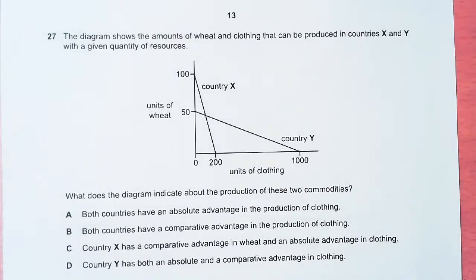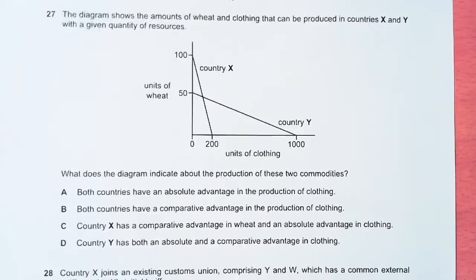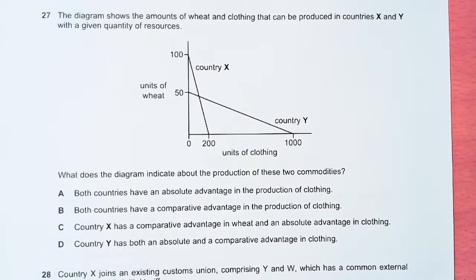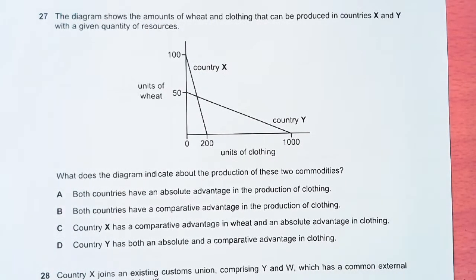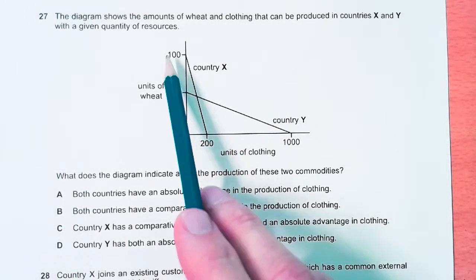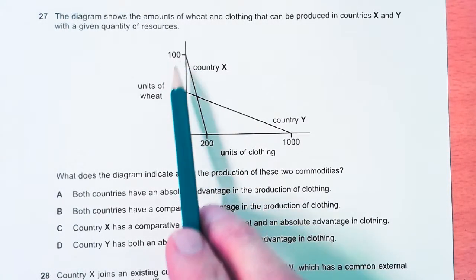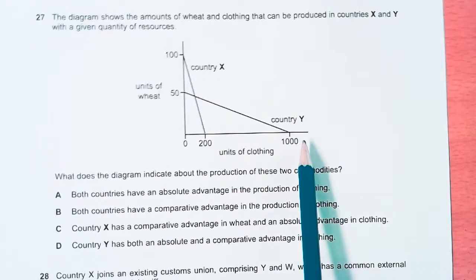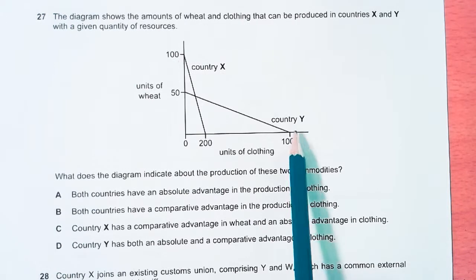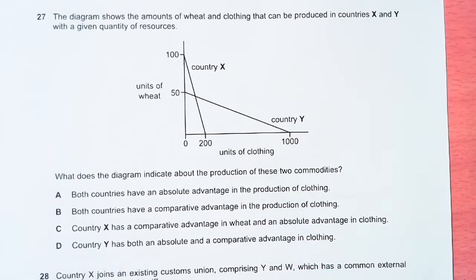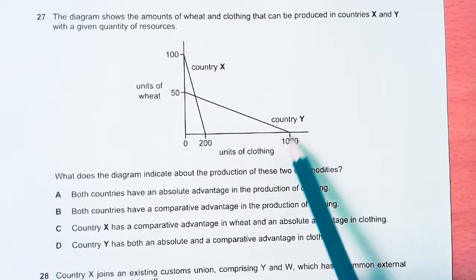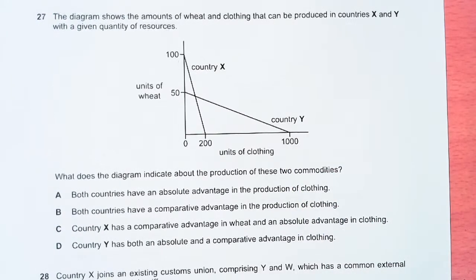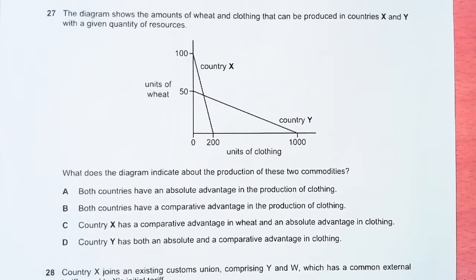Okay, 27. Diagram shows the amounts of wheat and clothing that can be produced in countries X and Y with a given quantity of resources. Okay, so we've got country X, which can produce an absolute advantage of wheat. Country Y, we've got an absolute advantage in terms of the production of clothing, and a comparative advantage. Okay, so what does the diagram indicate about the production of these two commodities?